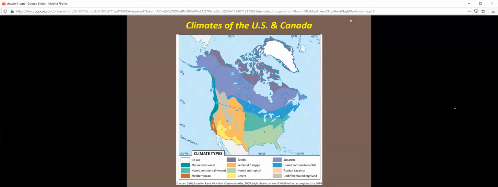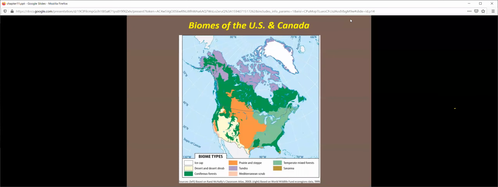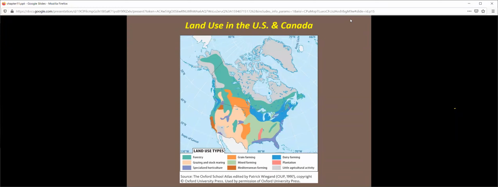Huge variety of climate naturally falls into huge variety of biome. Only thing missing here is rainforest, and you could probably argue, if you really wanted to, that certain parts of Florida are rainforests already. The Everglades, that's pretty rainforesty down there. They consider that savanna, I guess. But yeah, large biome diversity due to large climate diversity. Large biome diversity leads into large land use diversity.